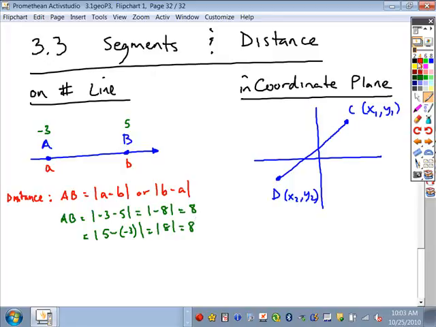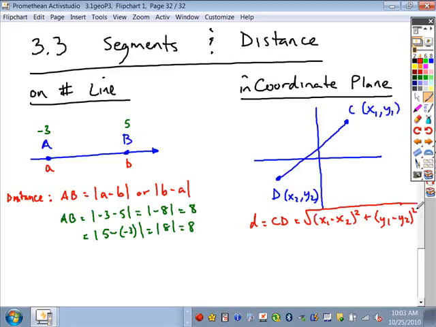When you're dealing with a coordinate plane, the distance, again, which may also be represented as a lowercase d, but it can also be expressed as the 2 points, CD in this case. And in a coordinate plane, distance has a specific formula associated with it. It's the square root of the difference of x coordinates, so x1 minus x2, quantity squared, plus the difference of the y coordinates, y1 minus y2, quantity squared.